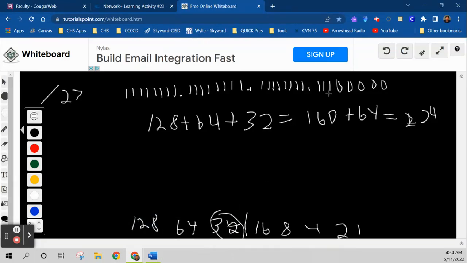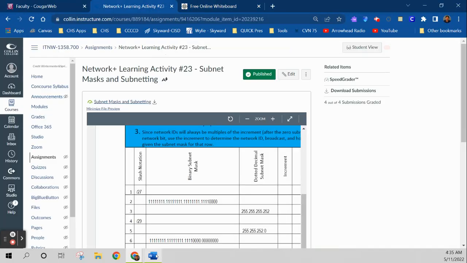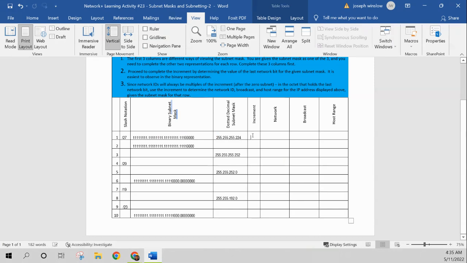So if we only borrow two of them, 1, 2, then the increment is 64. If we borrow four of them, 1, 2, 3, 4, our increment is 16. So wherever this number indicates, that last bit is our increment. So right here, the increment is 32, so type in 32. And that fills in most of it. Now, I know this is kind of long and drawn out. It actually goes by a little bit quicker once we start looking at the pattern. So on this next one, we see that we borrowed 4.